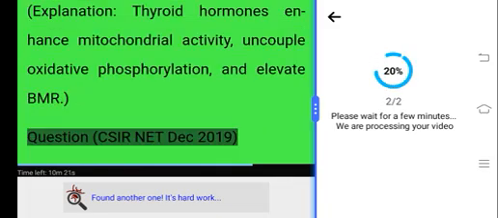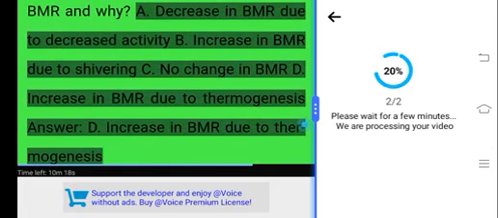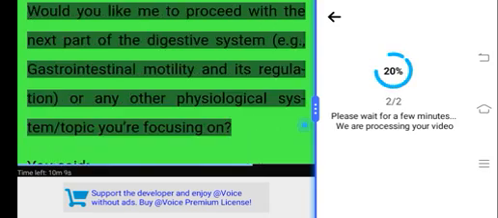Question. CSIR NET December 2019. A mammal is exposed to a cold environment. What is the expected change in BMR and why? A. Decrease in BMR due to decreased activity. B. Increase in BMR due to shivering. C. No change in BMR. D. Increase in BMR due to thermogenesis. Answer: D, increase in BMR due to thermogenesis. Explanation: Exposure to cold triggers non-shivering thermogenesis via brown adipose tissue, increasing BMR.